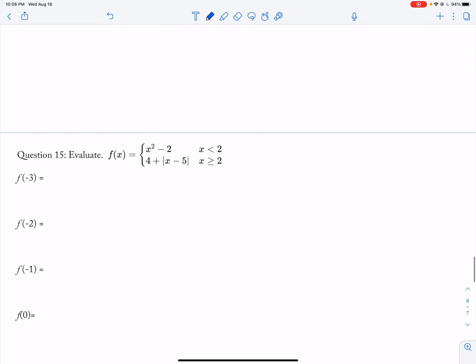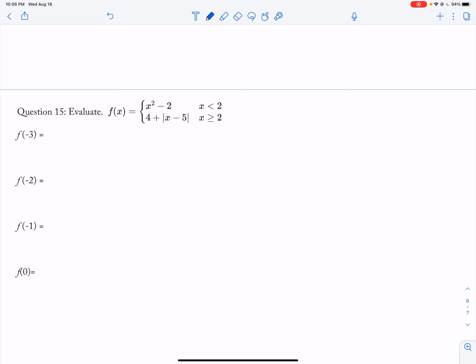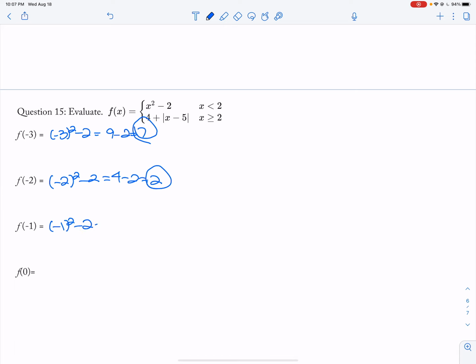Question 15 here. So -3 squared minus 2, so I get 9 minus 2, which is 7. f of -2, so -2 squared minus 2, so 4 minus 2, which is 2. And then f of -1, so -1 squared minus 2 is equal to -1. And then 0 squared minus 2 is equal to -2. Okay.